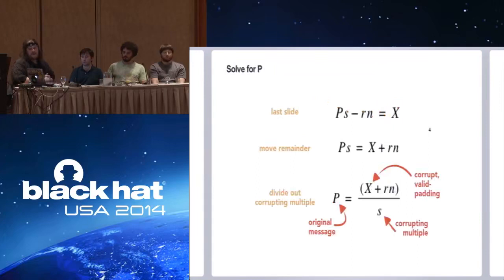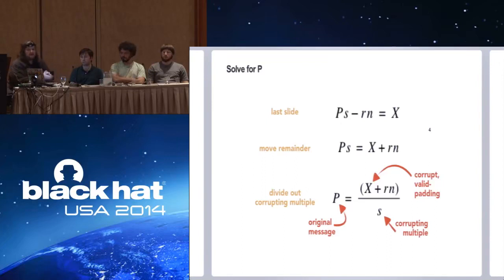Now, basic algebra. We can take those expressions and solve them for different unknowns. We don't know the plaintext, we don't know the number of times that we've wrapped the modulus. So what we're going to do is basic algebra. We're going to get p by itself on the left-hand side of the equation. And if you do that, it works out that p is going to be (x + rn) / s. Again, x, our corrupted message, r, the number of times we wrap the modulus, n the modulus, over s, the number that we know that we multiplied into the message to get the valid plaintext.